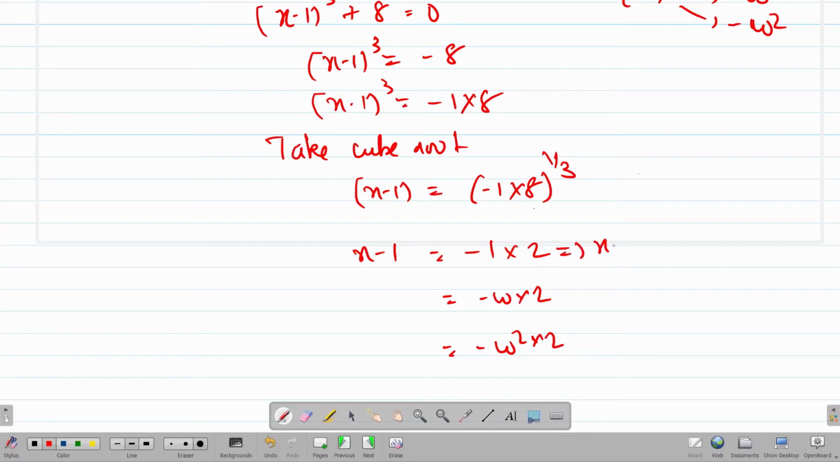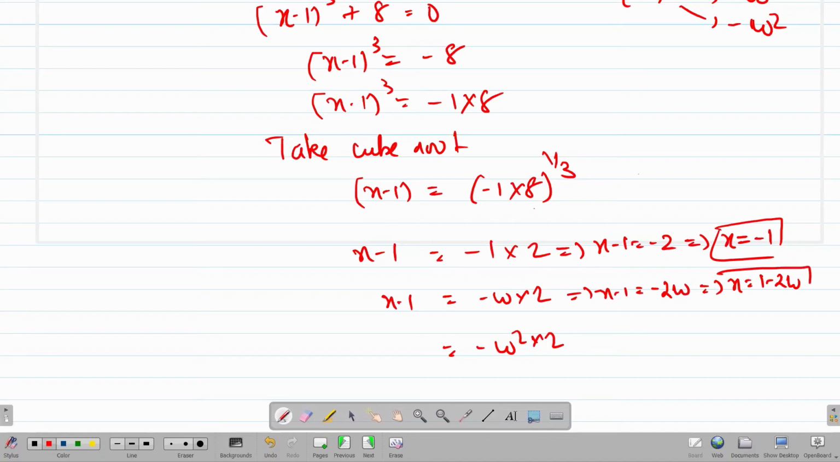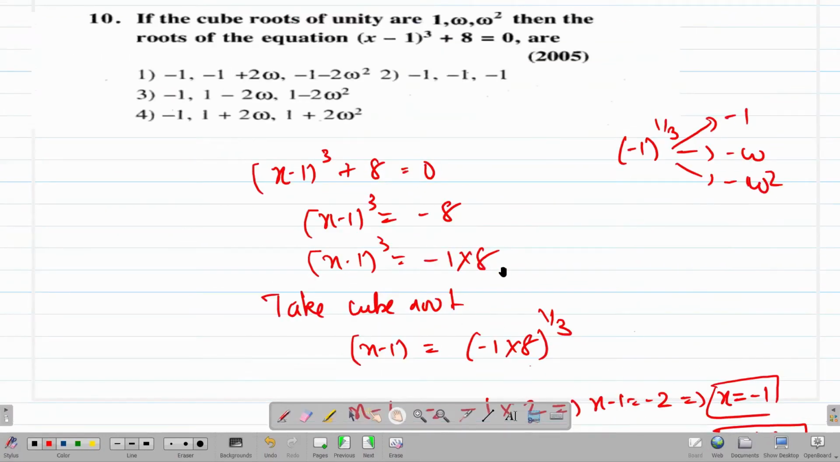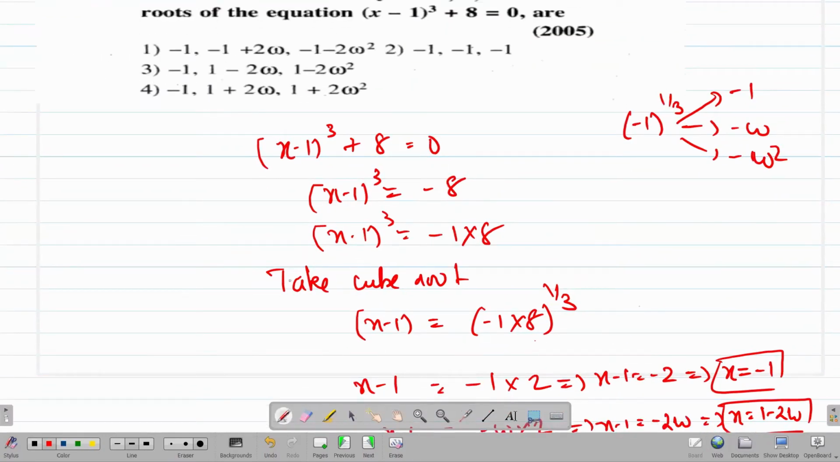So from here I get x minus 1 is equal to minus 2. Further solving, I get x equal to minus 2 plus 1, that is minus 1. Then x minus 1 is equal to minus 2 omega, so x equals 1 minus 2 omega. And x minus 1 is equal to minus 2 omega square, which is x equal to 1 minus 2 omega square. So these are my 3 roots, and my correct option is option 3.